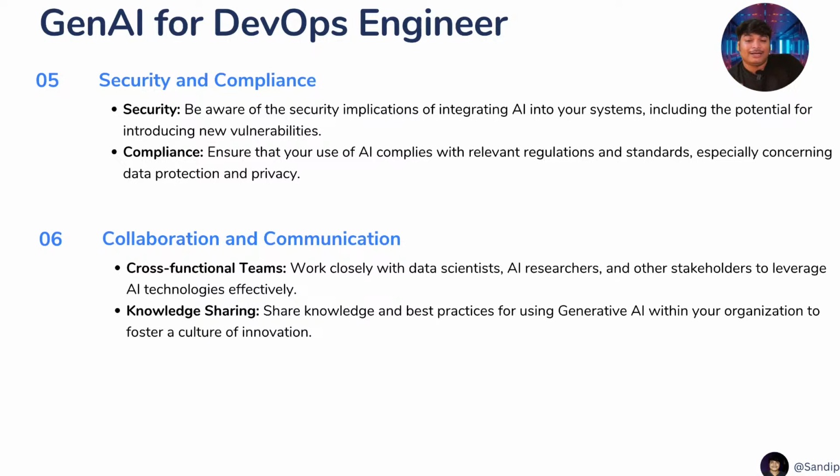Security: be aware of the security implications of integrating AI into a system, including the potential for introducing new vulnerabilities. When you implement a new AI solution, it's not going to be picture perfect. Be aware that it can have problems and may not be 100% accurate, and accept this. Even getting 70% accuracy is good in many cases, I can guarantee that. Now, compliance. Ensure that your use of AI complies with the relevant regulations and standards, especially concerning data protection and privacy. It is also very important.